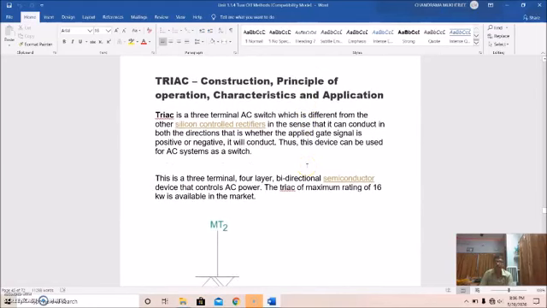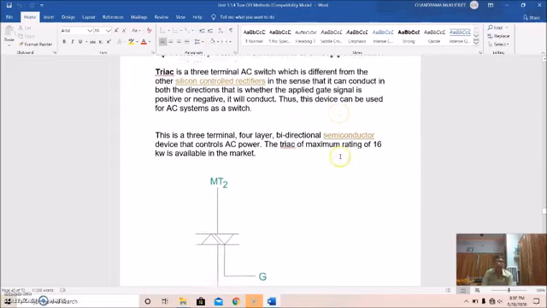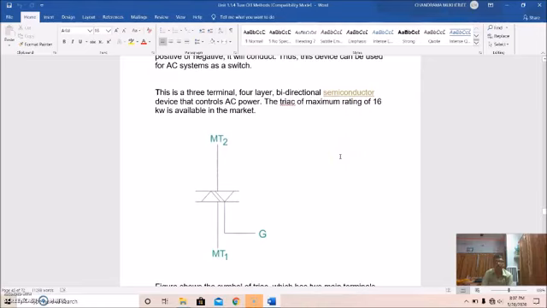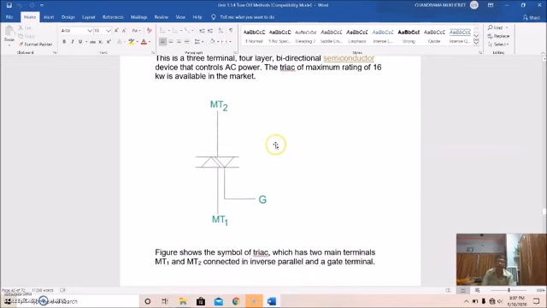Now we'll talk about the TRIAC: its construction, principle of operation, characteristics and application. A TRIAC is a 3-terminal AC switch which is different from other silicon controlled rectifiers in the sense that it can conduct in both directions, that is, whether the applied gate signal is positive or negative, it will conduct. So this device can be used in an AC system as a switch. It's a 3-terminal, 4-layer bidirectional semiconductor device that controls AC power. TRIACs with a maximum rating of 16 kilowatts are available in the market.